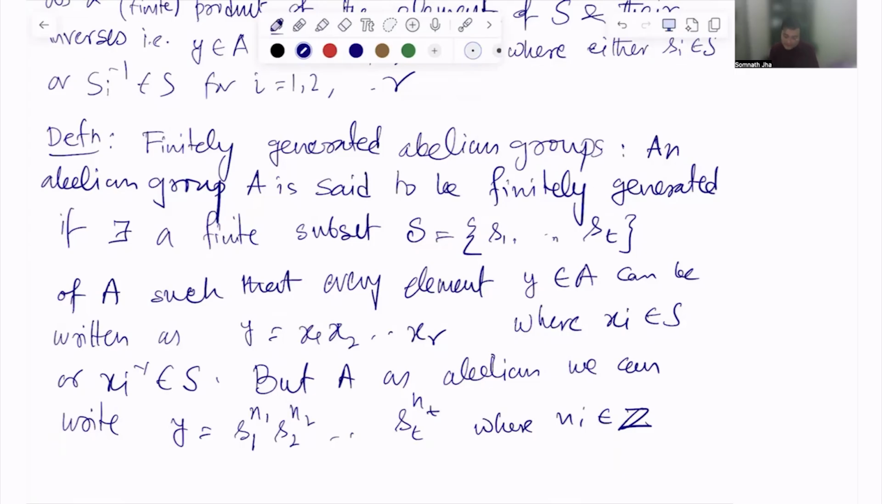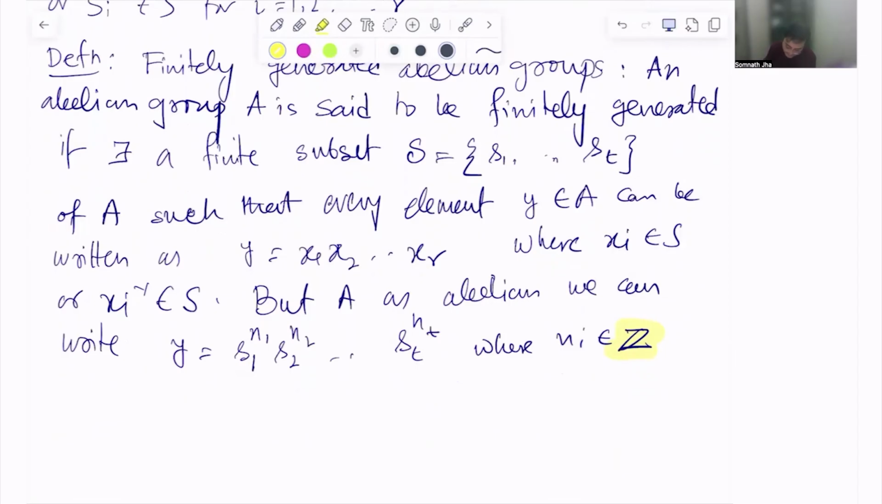Why does it belong to Z? This is important. It belongs to Z because each of these elements is either in S or their inverses are in S. So that is reflected by writing ni belongs to Z: ni can be positive, ni can be negative, or a particular element may not be there.